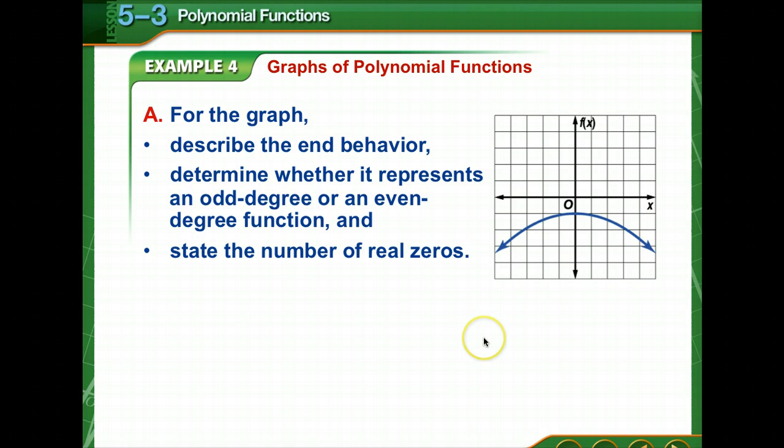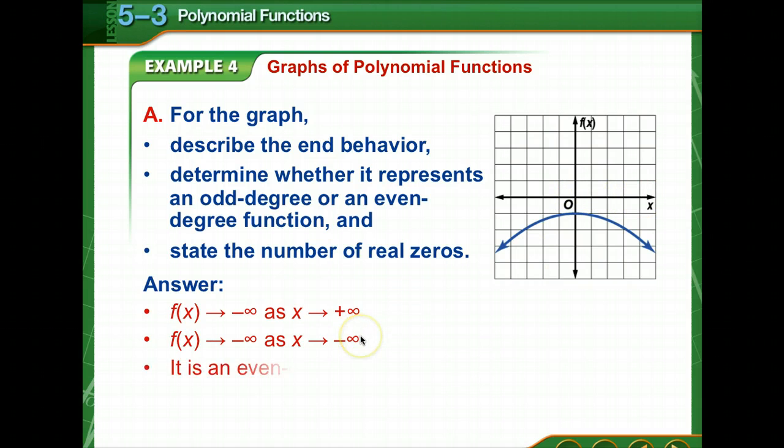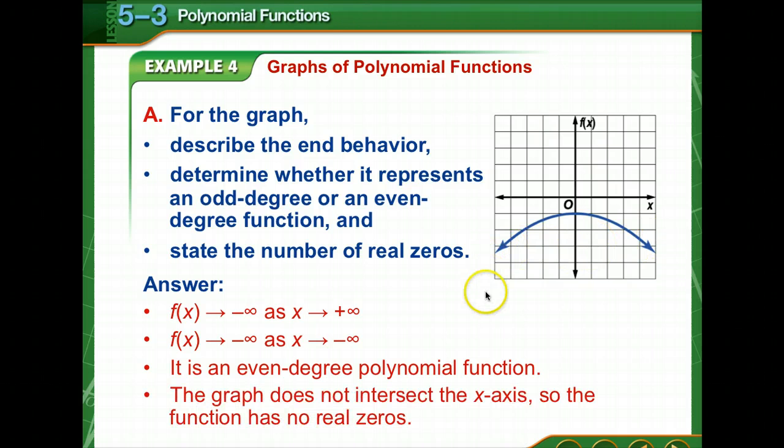Okay, so let's look at the graph of this polynomial. First of all, we're to describe the end behavior. So what's happening to the function? It's approaching negative infinity as x approaches negative infinity. And it also goes to negative infinity, it's going down as x approaches positive infinity. It's an even degree polynomial. Notice the ends are going in the same direction. That means it's even. And the graph does not intersect the x-axis, so the function has no real zeros.